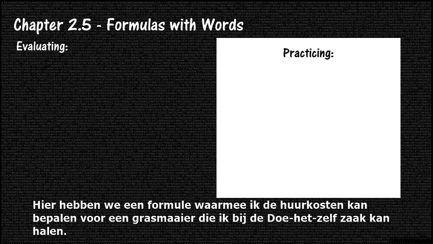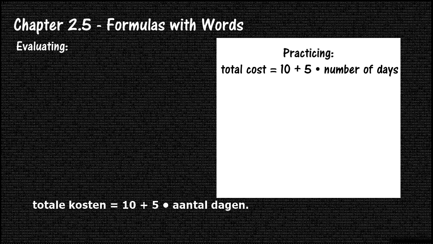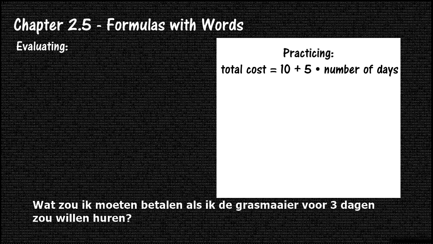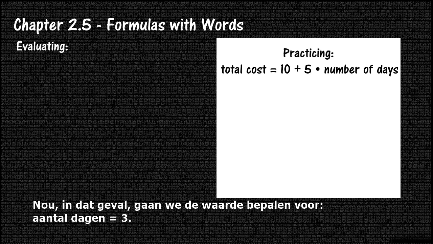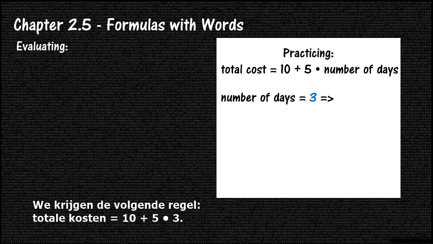Here we have a formula that describes the cost of a lawnmower which you can rent at the DIY store. Total cost equals 10 plus 5 times number of days. So, what would I have to pay if I were to rent this lawnmower for 3 days? Well, in that case, we are going to evaluate the formula for number of days is equal to 3. We get the following line. Total cost is equal to 10 plus 5 times 3.